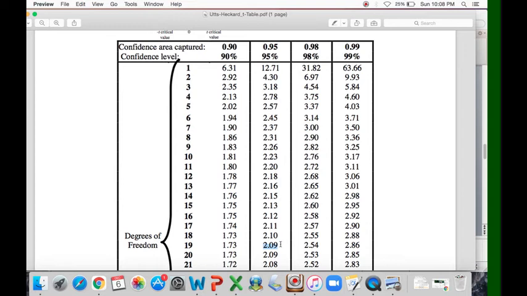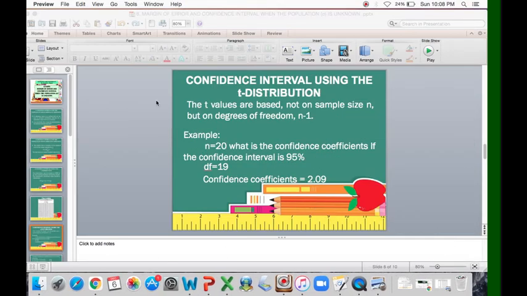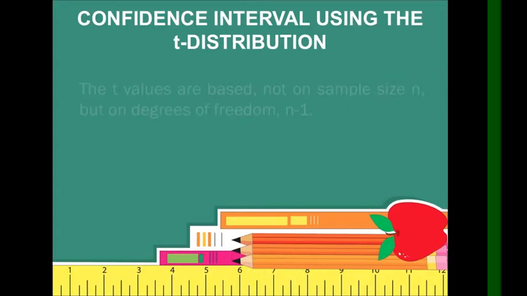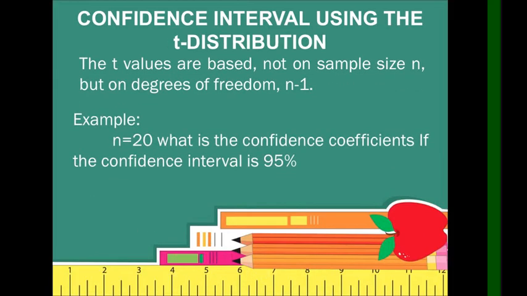Before we proceed to the next slide, please download this table first, so that you can follow our given examples later. Let's continue. Again, the df has the formula n minus 1, that is 20 minus 1, so we have 19. Using the 95% confidence level, the confidence coefficient is 2.09.